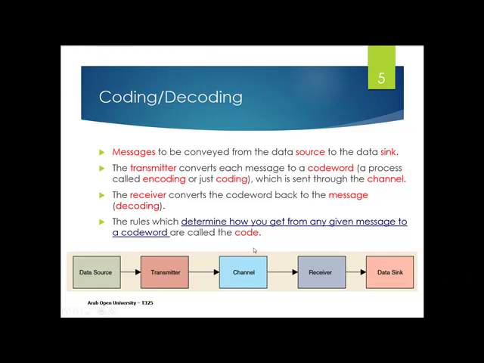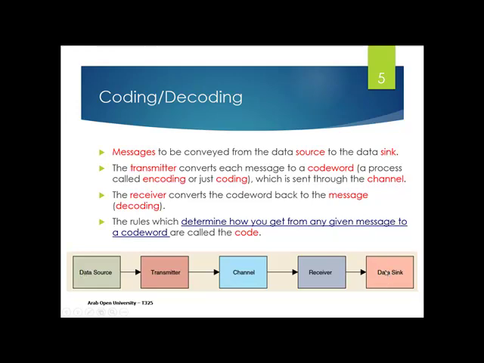So let's move to the positioning of coding and decoding in the overall transmission process. If we look at the schema here, we're going to see a block representation of any transmission between a data source and a data sink. A message is emitted from the data source. The transmitter converts each message to a code word that will be sent through the channel to the receiver, which will receive the code word and then convert it back to a message that will be sent to the data sink.